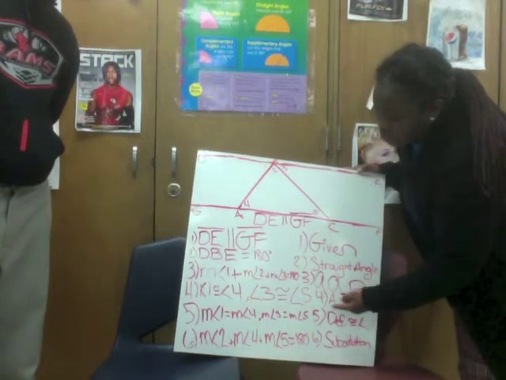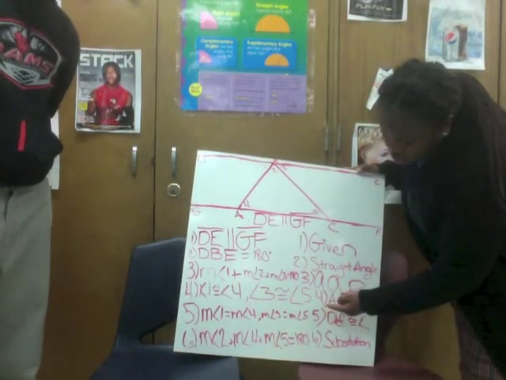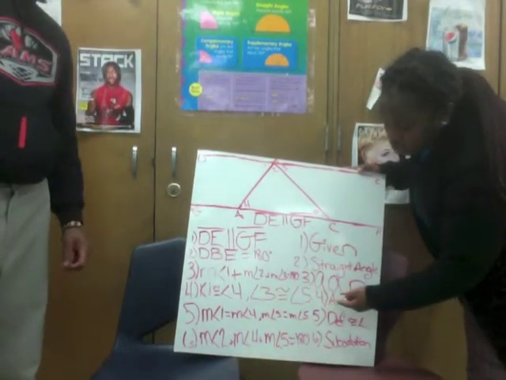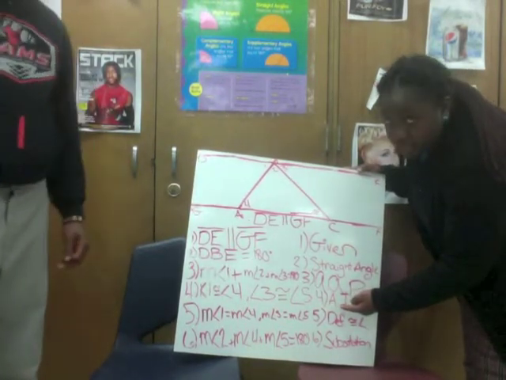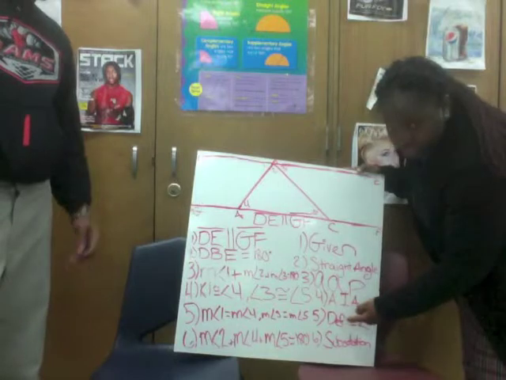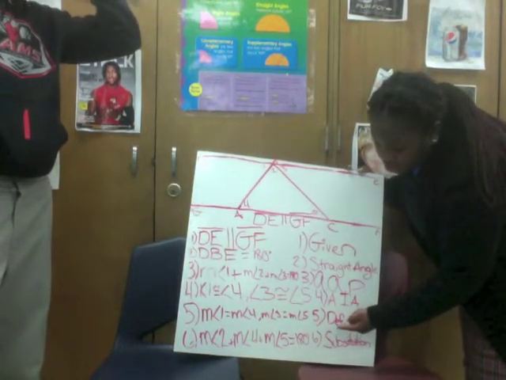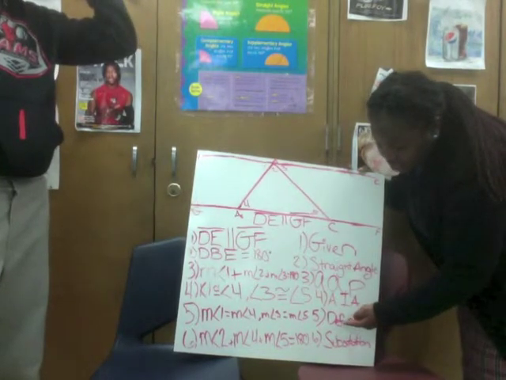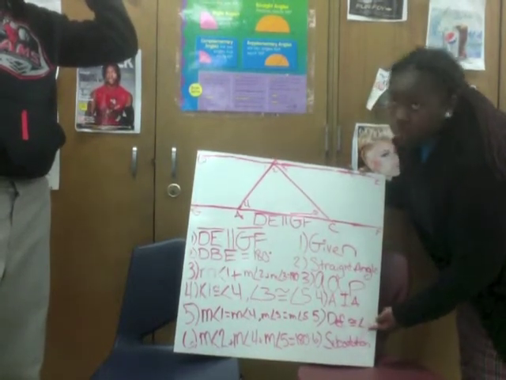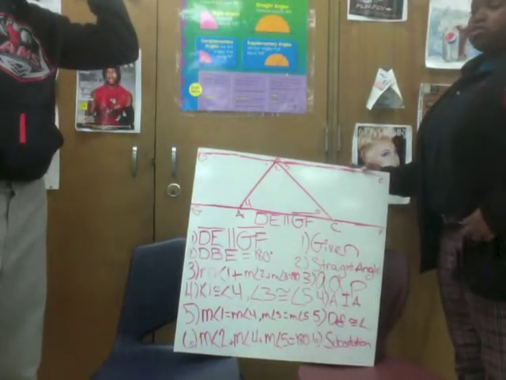The reason: the measure of angle 1 is equal to the measure of angle 4, and the measure of angle 3 is equal to the measure of angle 5 because of the definition of congruent angles. And the last step is the measure of angle 2 plus the measure of angle 4 plus the measure of angle 5 equals 180, which is substitution. That is the triangle sum theorem.